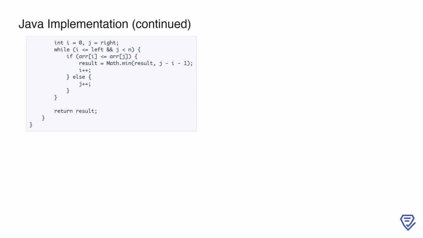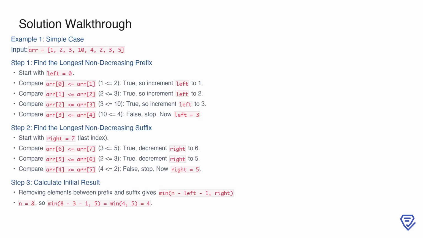This way, we evaluate all possible overlaps between the prefix and suffix. Finally, after the loop completes, we return the result, which represents the length of the shortest subarray that can be removed to make the entire array sorted. In this example, we are given the array 1, 2, 3, 10, 4, 2, 3, 5. Our goal is to find the shortest subarray we can remove to make the entire array sorted in non-decreasing order.